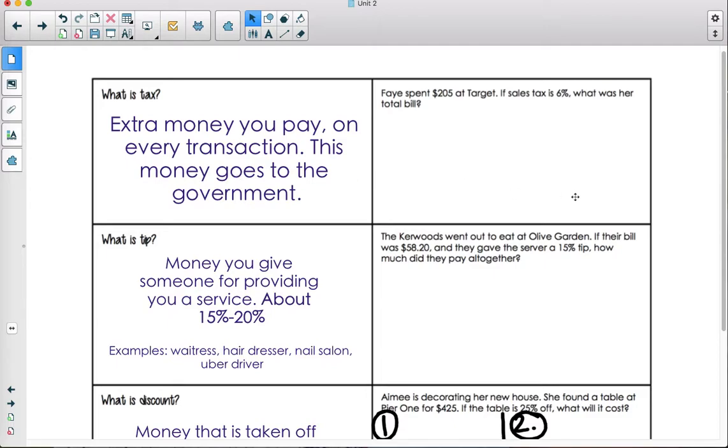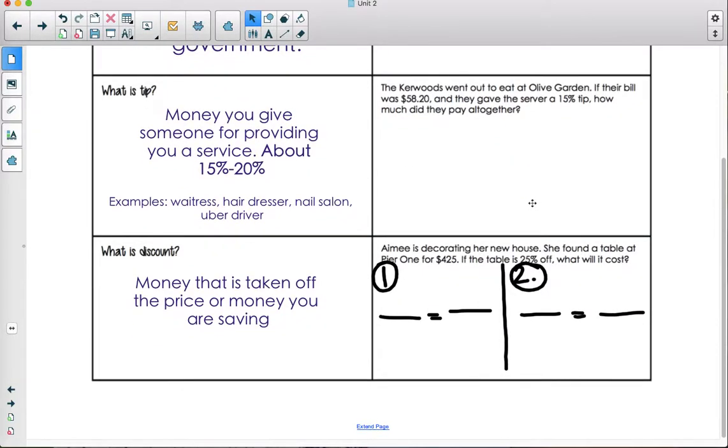You should have the top 4 boxes filled in. If you do not have those filled in already, then you need to go back and watch the tax and tip video. We are focusing on this last section today where it says, what is discount? So you need to write this in.